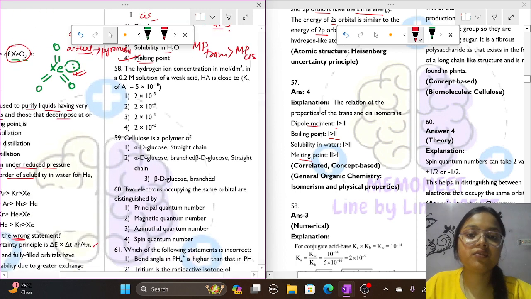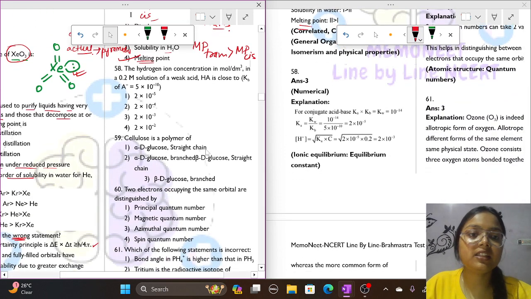So for question number 58, the hydrogen ion concentration in mole per decimeter cube in a 0.2 molar solution of a weak acid HA is close to. We have to find out the H plus ion concentration, the hydrogen ion concentration.